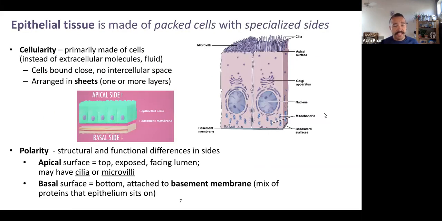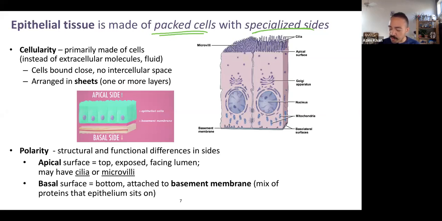So focusing specifically on epithelial tissue, we're transitioning just to epithelial tissue right now. Here are some of the major characteristics that we see in epithelial tissue. Epithelial tissue is made of packed cells. So the cells are all crammed together. Sardines in a can. They're really packed together. We'll see, for example, in connective tissue, the cells are very far apart from each other. They have a lot of space between each other. Here, the cells are really close. Also, their sides are specialized.